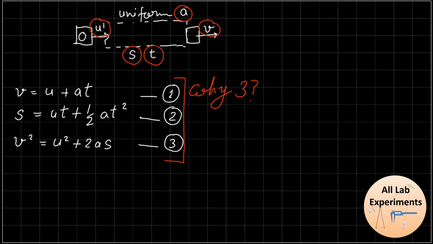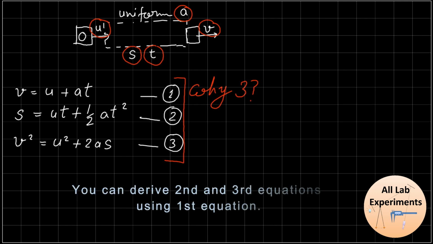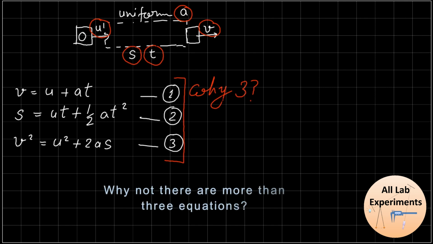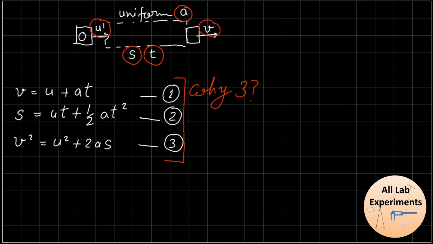In your books you must have studied that from the first equation, using some special conditions, you derive the second or third equation. So if you can derive the second and third equation, then what is the need of these equations? And one more question, why are there not more than three equations? Basically, when I was reading these equations, this question came to my mind. But it took me approximately 2 years to figure out the reason behind that.